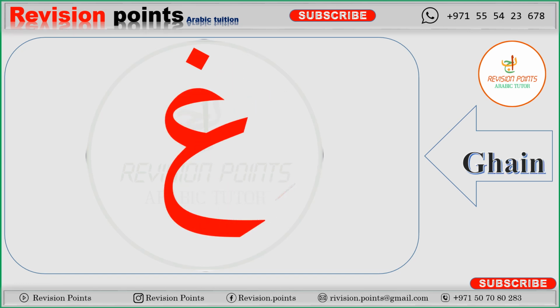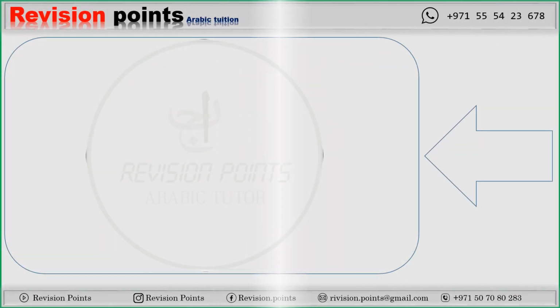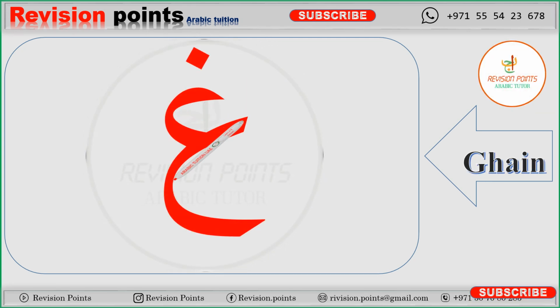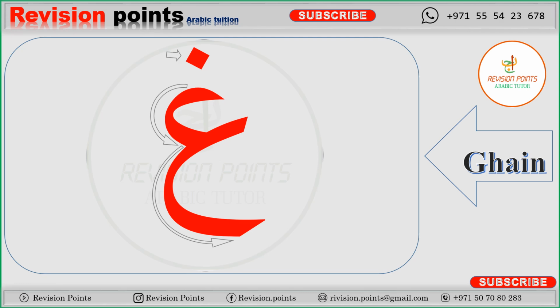Ghain, ghain. Write a small c, then write a capital C, and put the dot.